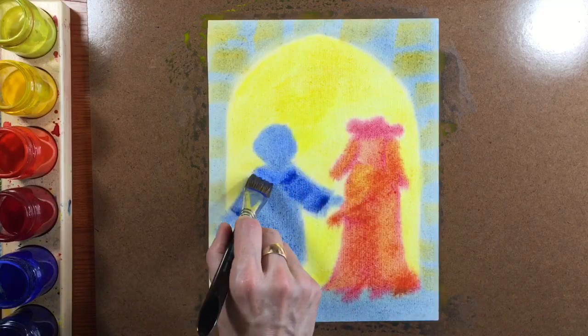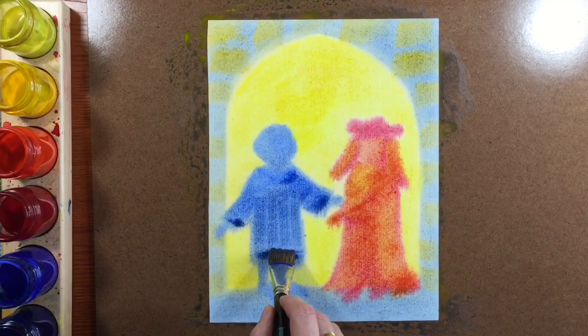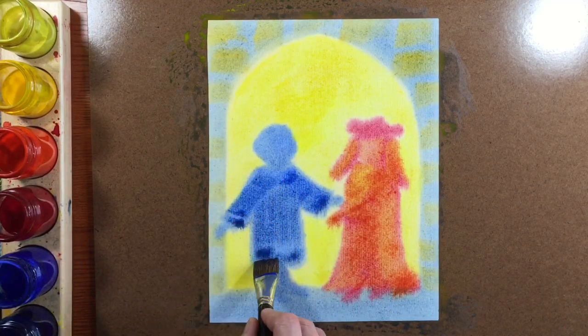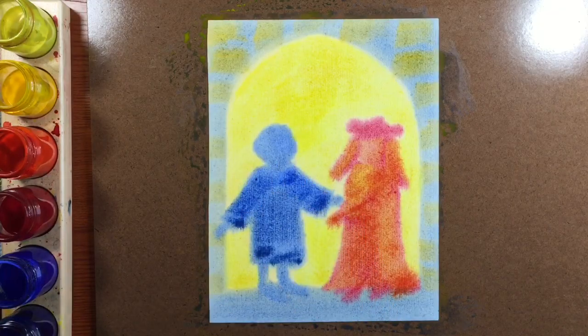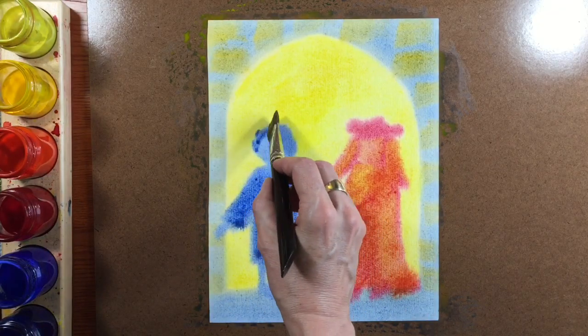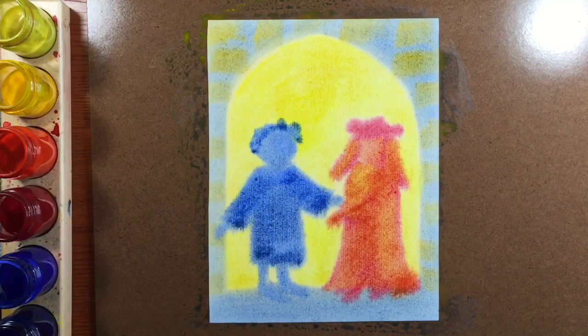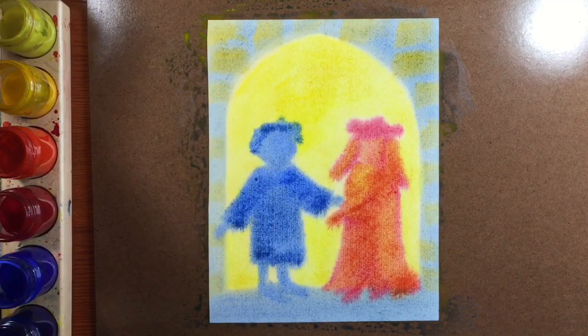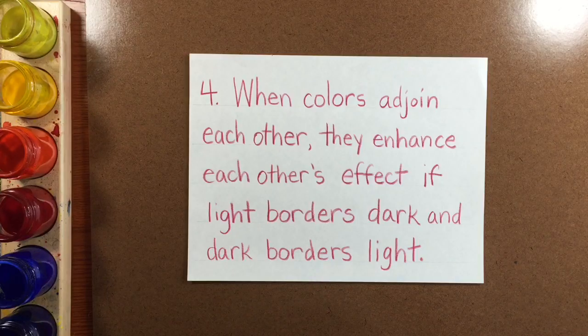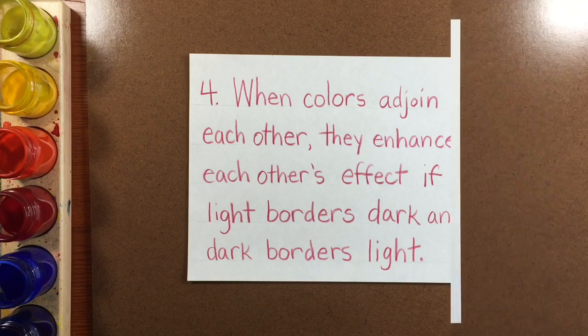I might add just a little bit more blue to Francis's cloak to make a little more contrast and give him a little bit of hair. When colors adjoin each other, they enhance each other's effect if light borders dark and dark borders light.